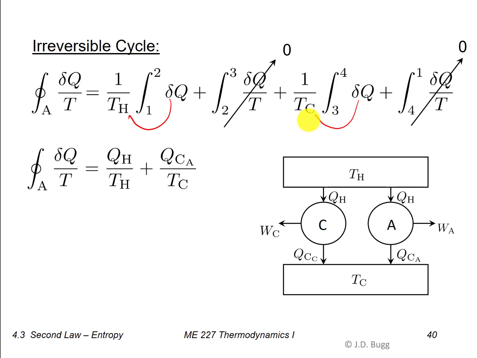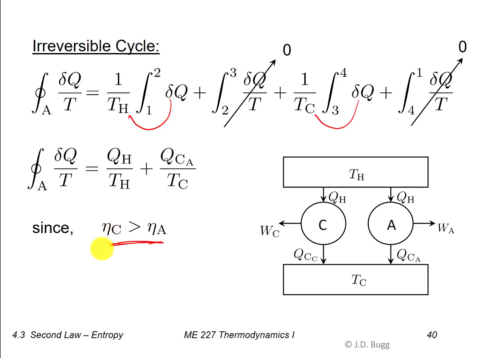So delta Q over T is QH over TH, QCA over TC. That's exactly the same as the Carnot cycle, except that we're talking about cycle A here instead of the Carnot cycle. Now is where we need to start comparing these two cycles to each other. I've got our little schematic diagram back here to help us do that. Remember that the Carnot cycle has the maximum possible efficiency. So we know that cycle A is going to have a lower efficiency than the Carnot cycle.